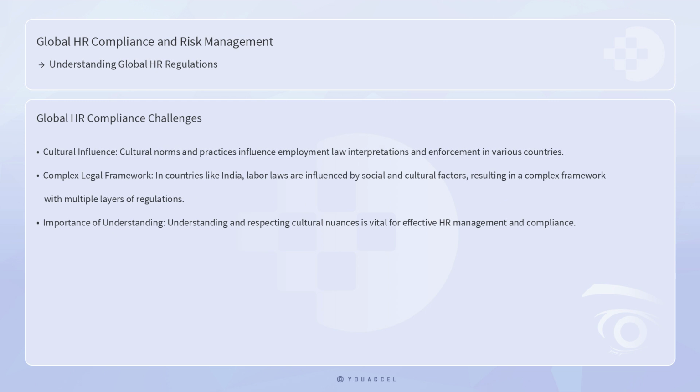Cultural differences further complicate the landscape of global HR compliance. Cultural norms and practices influence employment law interpretations and enforcement in various countries. In countries like India, labor laws are heavily influenced by social and cultural factors, resulting in a complex legal framework with multiple layers of regulations at the central and state levels. Understanding and respecting these cultural nuances is vital for effective HR management and compliance.